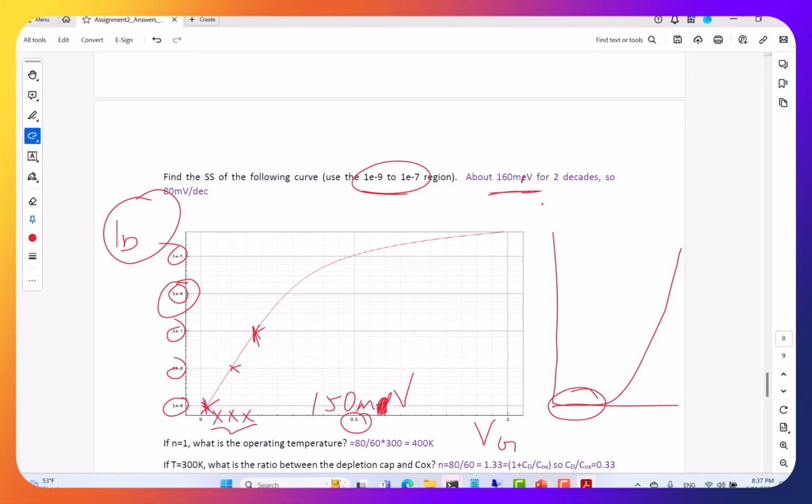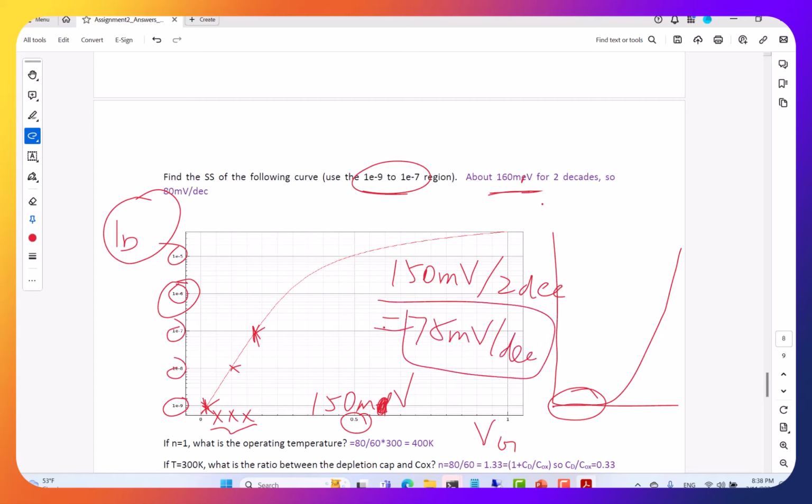Okay, is that okay? Then what is the subtraction slope? Divided by 2, because now it's 150 millivolt per 2 decades, right? So it is 75 millivolt per decade. That is the subthreshold slope. You need to reduce to this. Right? This is a big hint. If you don't know this, you better study.